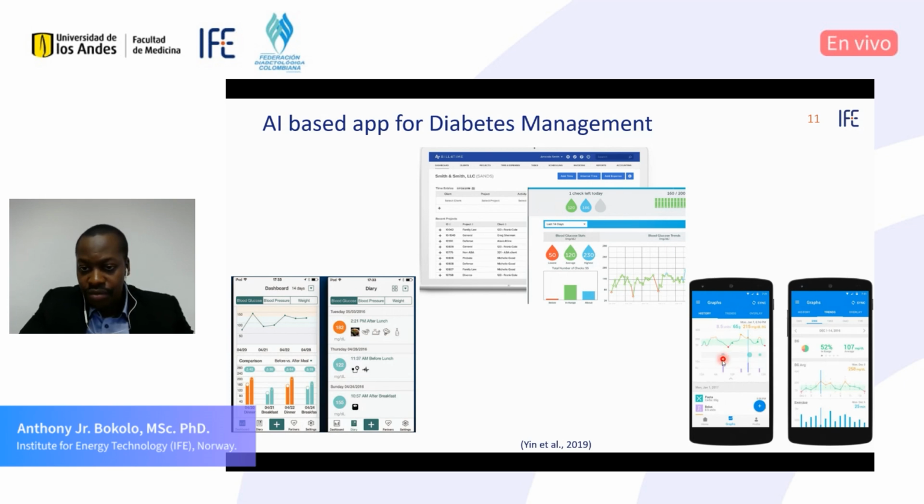And this also shows more predictions that are being carried out by AI based on the data that is being inputted by the patients, mostly data from their meals, from their exercise, maybe from their sleep, from other factors that may influence their intervention.